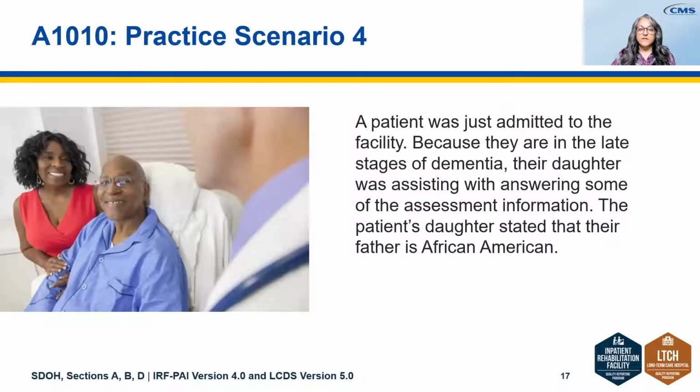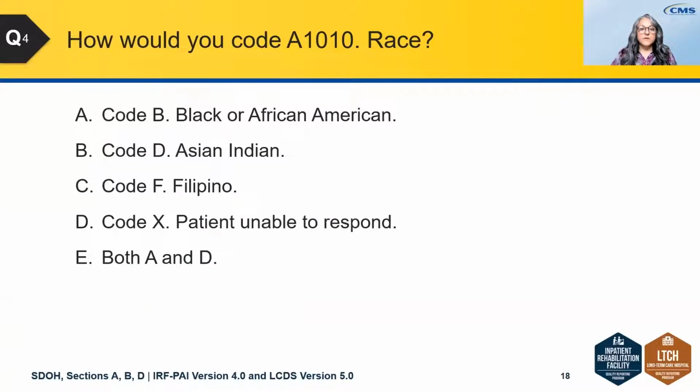So here's our first scenario on A1010. A patient was just admitted to the facility because they're in the late stages of dementia. Their daughter was assisting with answering some of the assessment information. The patient's daughter stated that their father is African American. So how would you code A1010 race based on this scenario?